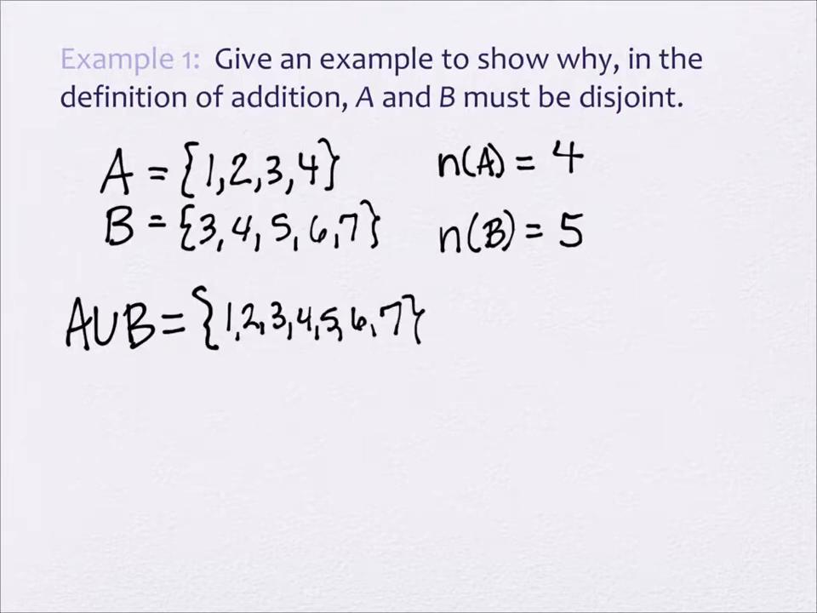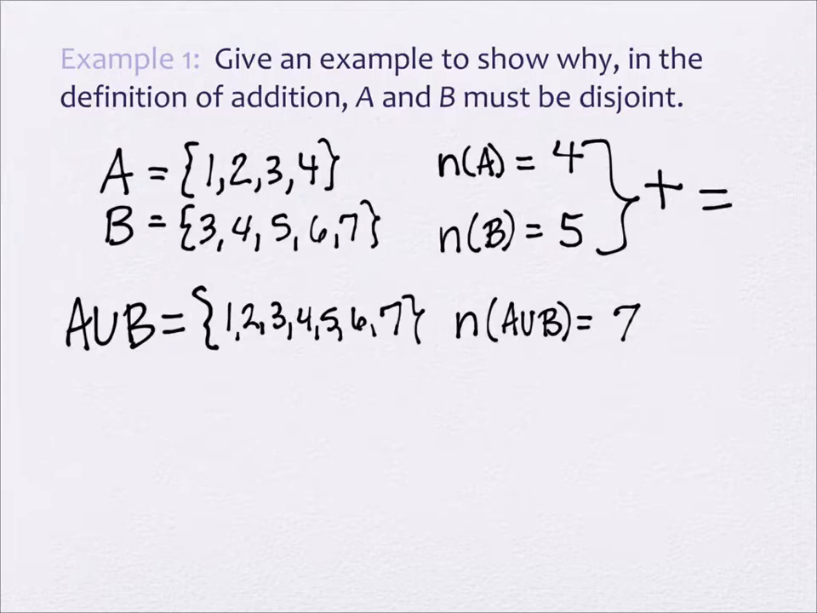Okay. Does that make sense? How many items are there in the union? 7. And what we want to notice is that when we add these together, we do not get 7. In particular, we get 2 more than 7. Why? The two numbers that are overlapped, we counted them twice. We counted them when we counted set A, and we counted them when we counted set B. So that's why that part of the definition matters.